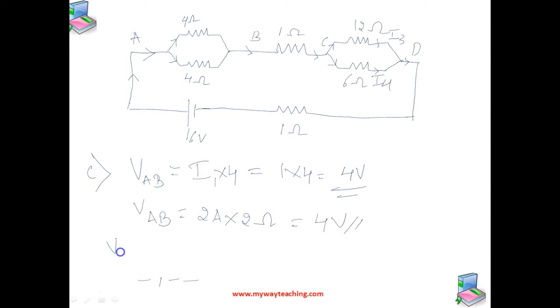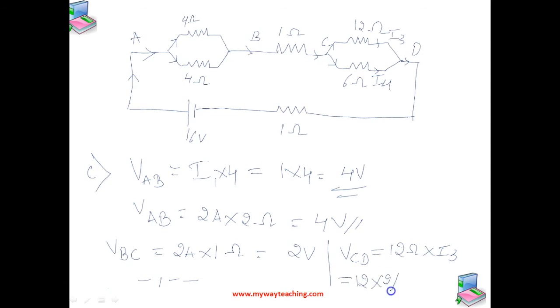Yes. And similarly, if you consider VBC, 2 amps is the current and the resistor is 1 ohm, it is 2 volts, isn't it? And similarly, if you consider VCD, 12 ohms into I3, that we know is 2 by 3.